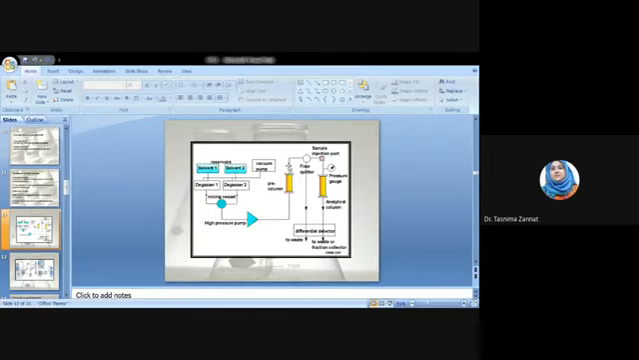And when this solvent goes from the pre-column to the next, it will carry the sample from the sample injection port.